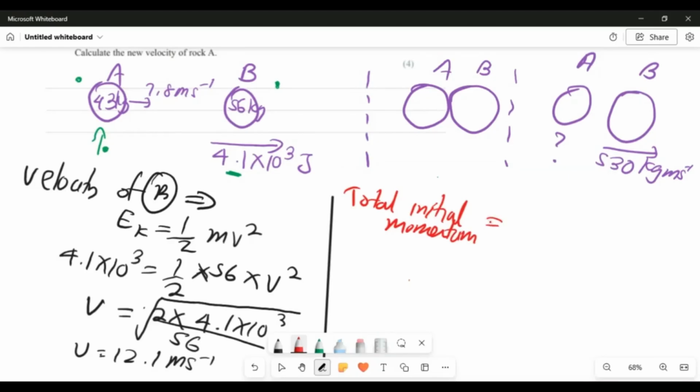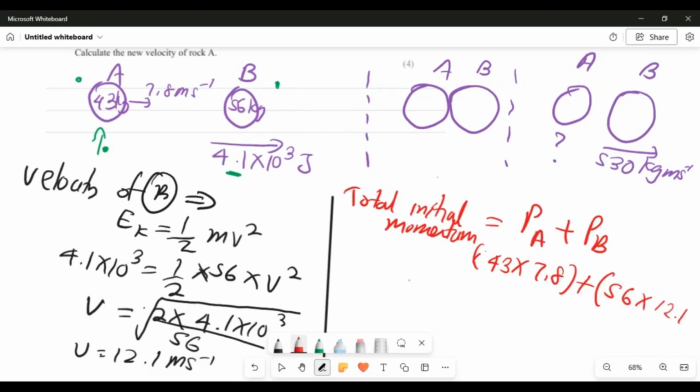So total initial momentum is the sum of initial momentum of A and initial momentum of B. So the initial momentum of A, that is the mass is 43 kilogram and the velocity is 7.8, plus momentum of B, mass is 56 kilogram and we calculated the velocity there, that is 12.1 meters per second. So when you solve this one, the initial momentum comes as 1013 kilogram meter per second.